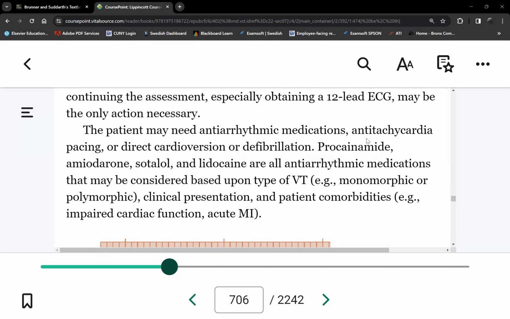Or if the patient has symptoms, then the doctor may opt for cardioversion. Again, these are not our decisions, okay? The doctor will decide how to treat the VTAC, again depending on whether it's a VTAC with a pulse or a pulseless VTAC.